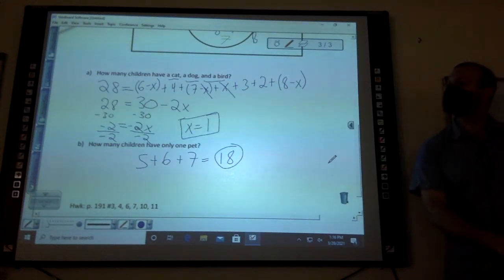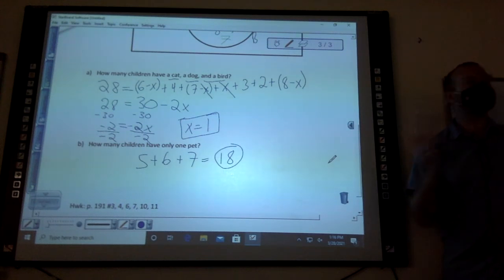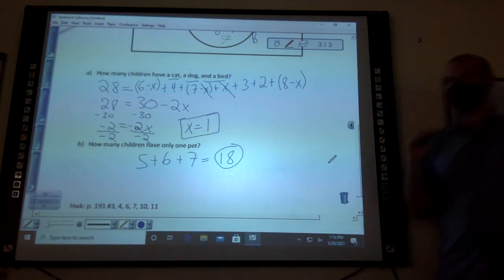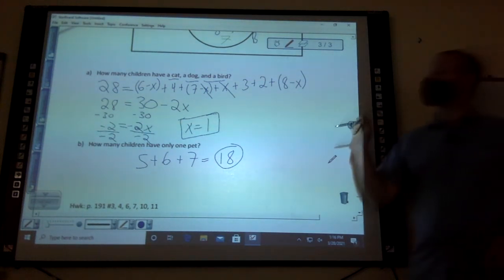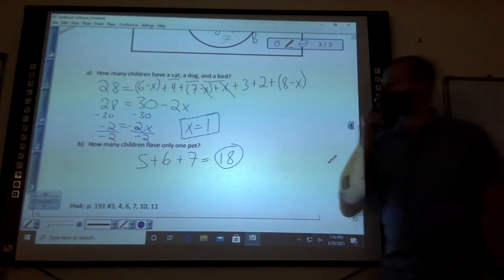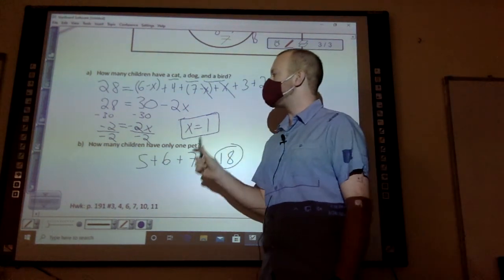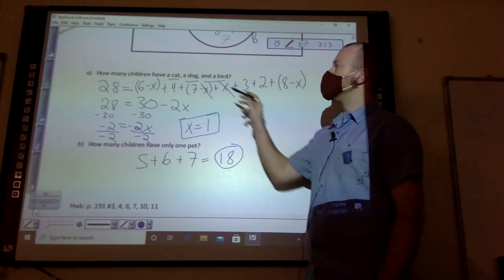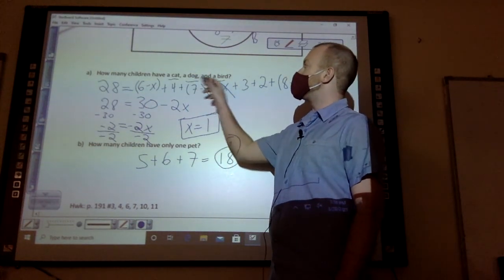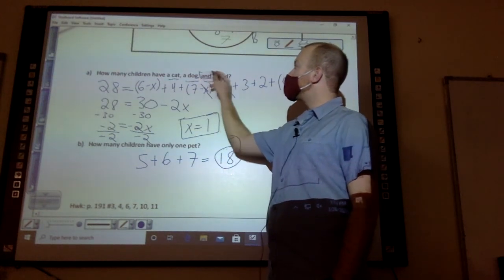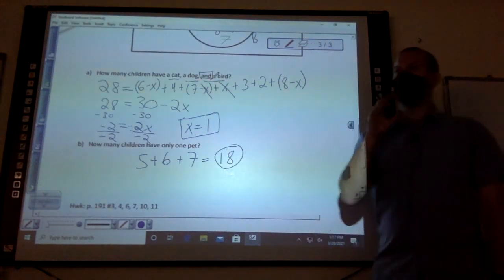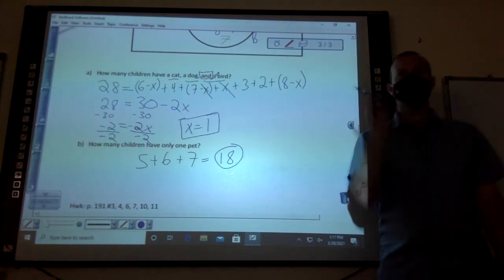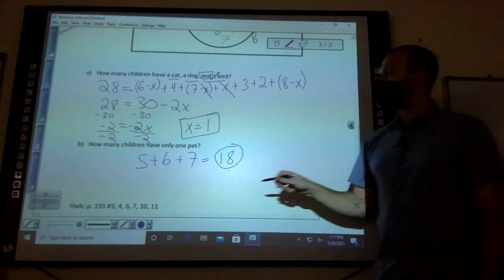So again, the tricky part with these questions is really being able to carefully read the words. Don't just skim through the words and try and figure out what it says. You really need to be careful because the terminology for this is very distinct. So when it says how many children have a cat, a dog, and a bird, and is your keyword. And means it's the intersection of those.